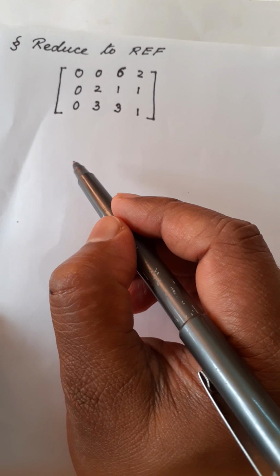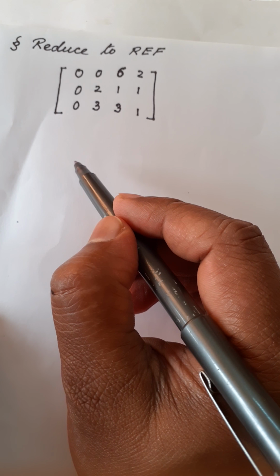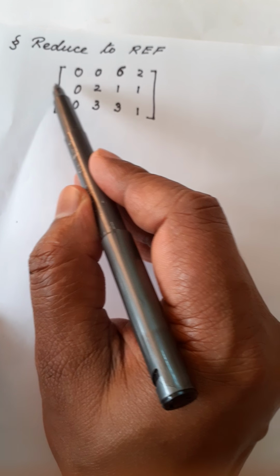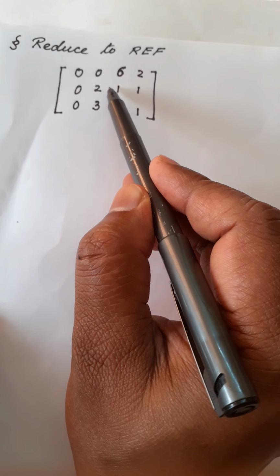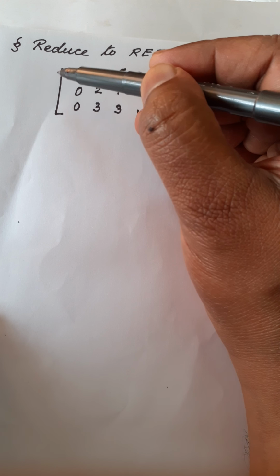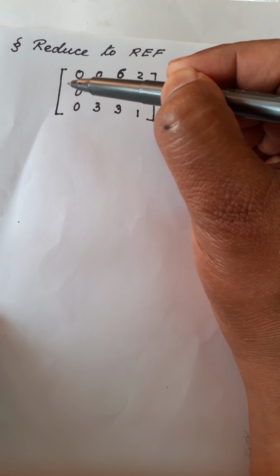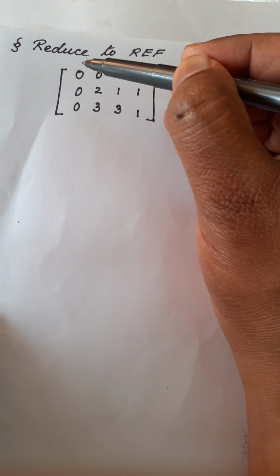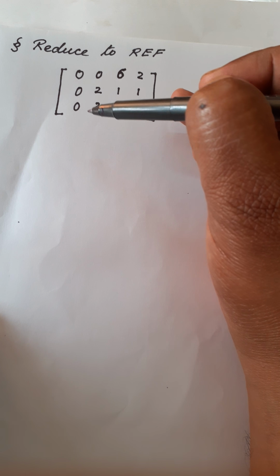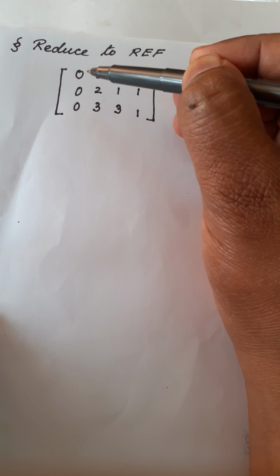Again, we first decide the first pivot element. For that, we move from left to right to find the first non-zero column. Here we observe that the first column is a zero column because all entries here are zero, so it cannot be my first non-zero column. But the second column has a non-zero entry, so this is the first non-zero column.